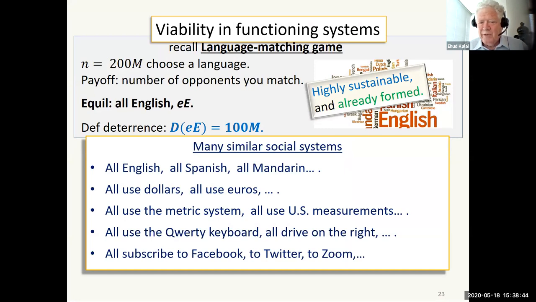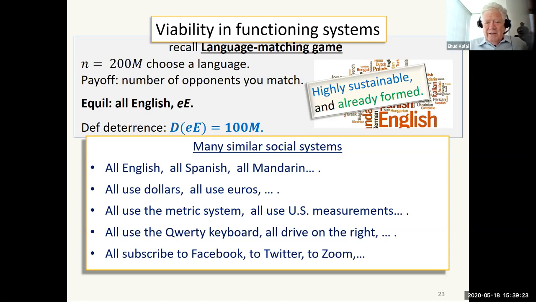All Spanish is a viable equilibrium in Spain. All Mandarin is a viable equilibrium in China. All US dollars in the US is a viable equilibrium in the currency choice game in the US. All euros in Europe is a viable equilibrium for the currency choice game in Europe. All use the metric system is very viable in Israel. All use the US measurement system is a lousy equilibrium, but it's a very viable equilibrium here. And so on: all use Facebook, all use Twitter, all subscribe to Zoom. These are all examples of such equilibria.